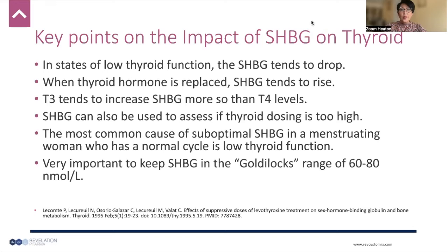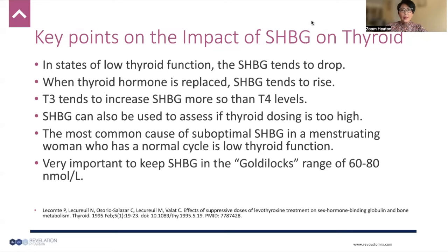SHBG is a tool that can help evaluate thyroid function at the cellular level. And with up to 20% of the population suffering from subclinical hypothyroidism or overt hypothyroidism, this hormone imbalance is incredibly common. In states of low thyroid function, the SHBG tends to drop. And when thyroid hormone is replaced, SHBG tends to rise. And T3 tends to increase SHBG more so than T4 levels.